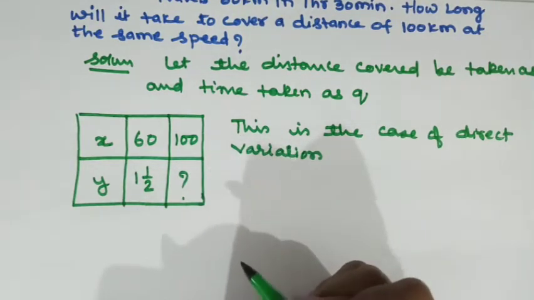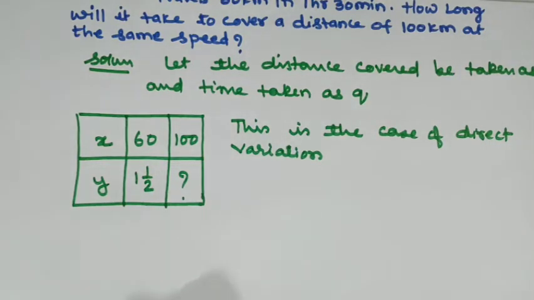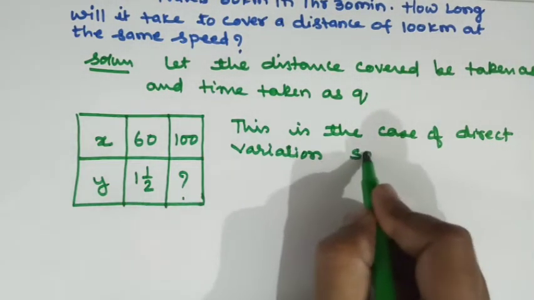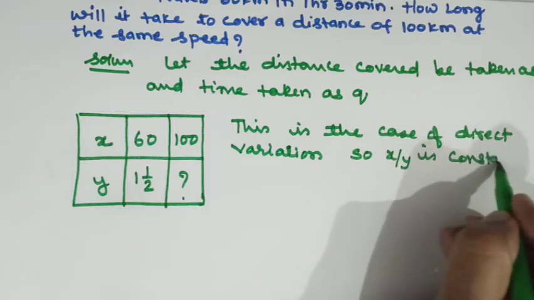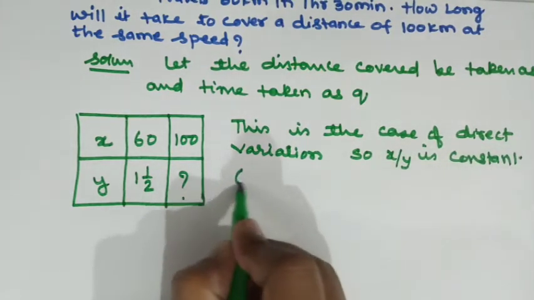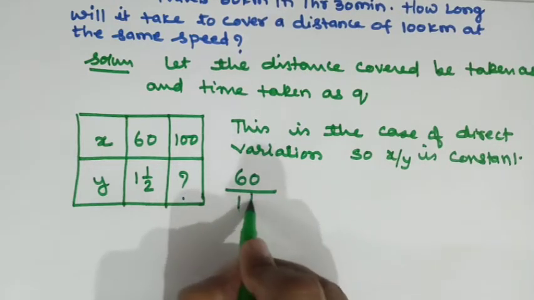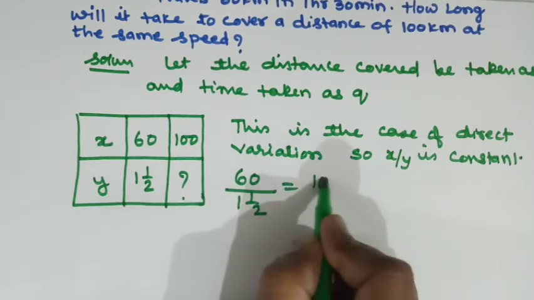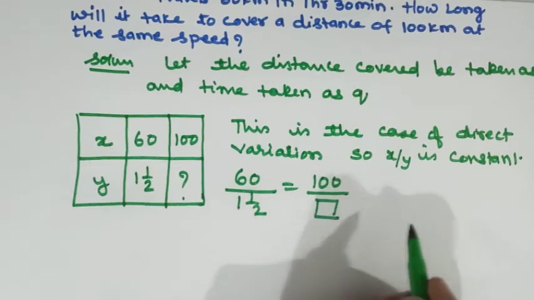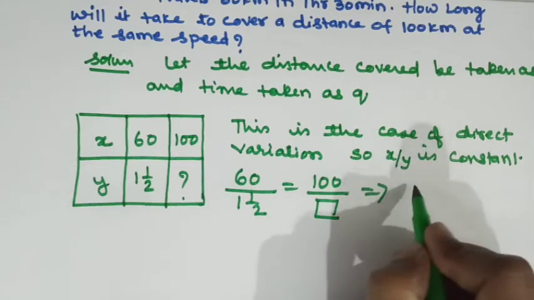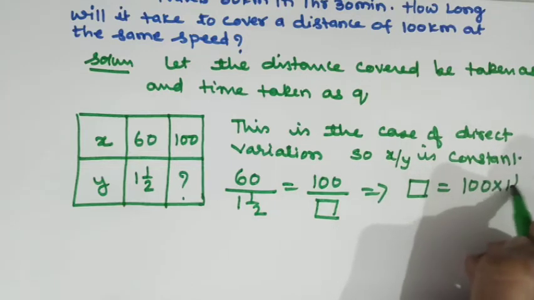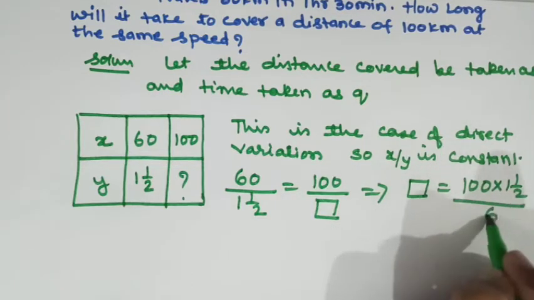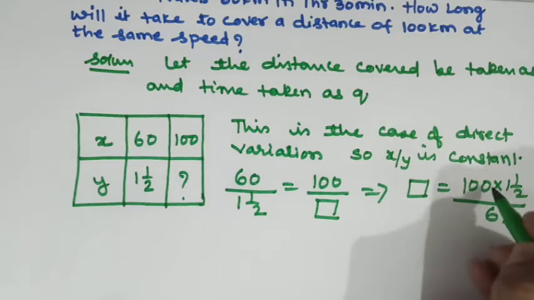So what will you do? This is a case of direct variation. So x by y is constant. So 60 by 1.5 will be equal to 100 by your unknown number. So this implies your unknown number will come out when you multiply 100 with 1.5 and then divide it by 60. First cancel 0, 0.